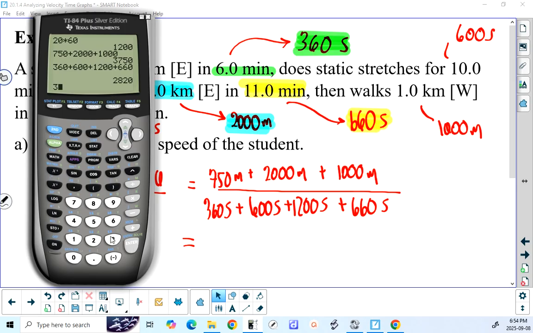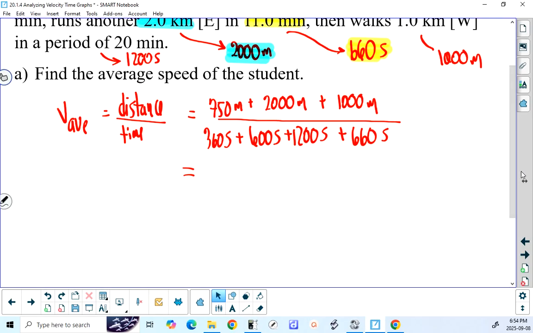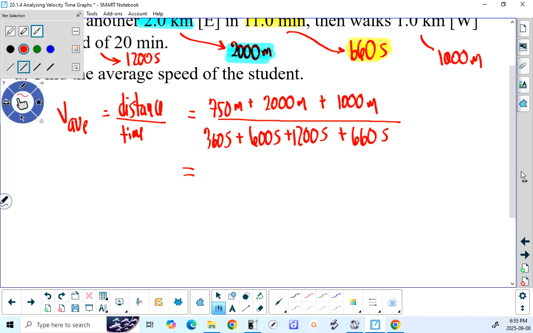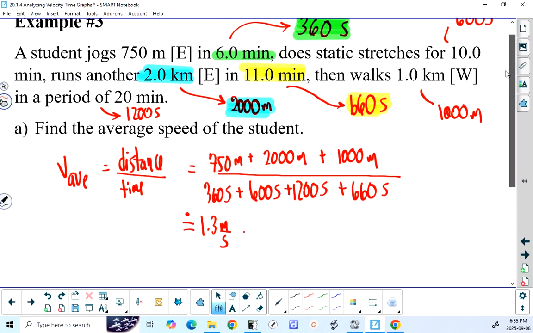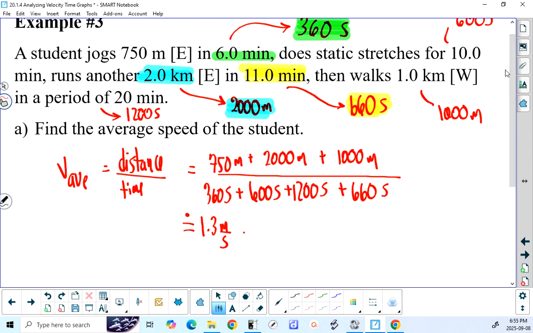So if we take the distance of 3,750 and divide by the 2,820, I'm getting approximately 1.3 meters per second. And this is an average speed, which means it's a scalar, which means it does not have a direction. So this is approximately 1.3 meters per second. And that's how you find average speed. You would not get the right answer if you took the 4 speeds, calculated them separately, and then averaged them. It doesn't work that way because some of these intervals count for more because the time is greater.